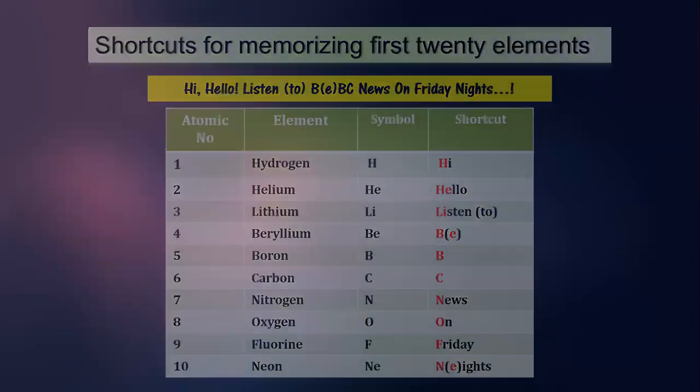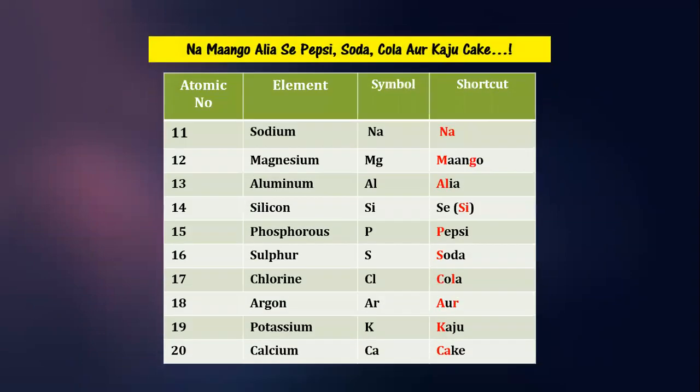That shortcut goes as: Na mango Alia se Pepsi, soda, cola aur kaju cakes. So you will say, sir, who will ask Alia Bhatt for all this? But why go into such technicality? This is a shortcut. So Na stands for sodium, mango's Mg stands for magnesium, Alia's Al stands for aluminium, and so on and so forth. So this is a fun way of remembering the first 20 elements.